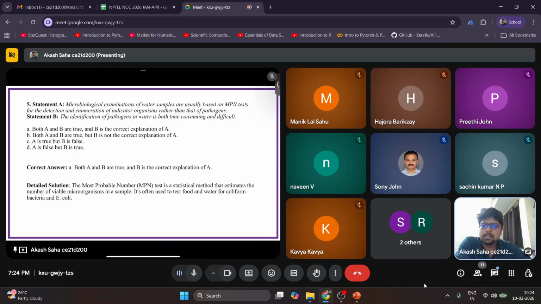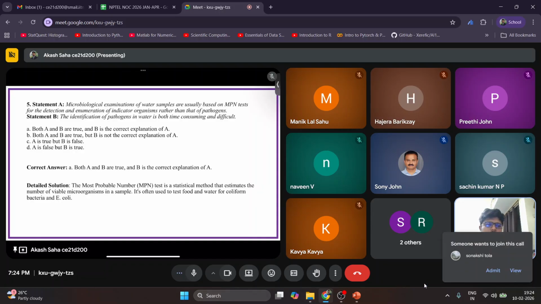The most probable number test is a statistical method. It's not a direct method, it's a statistical method that estimates the number of viable organisms in a sample, and it is often used to test food or water for coliform bacteria and E. coli.